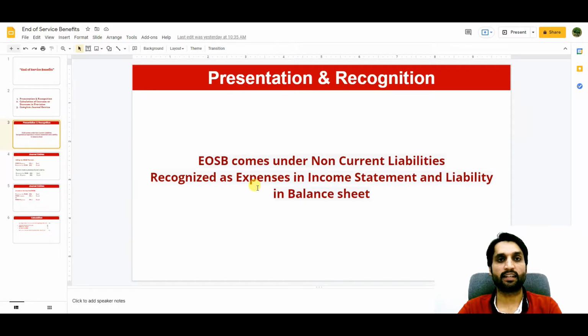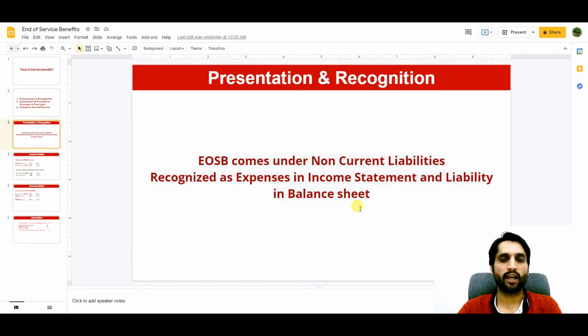Presentation and recognition: end of service benefits come under non-current liabilities. It is our long-term liability which goes along with the business. Whether employees are leaving or joining, additions or deletions will be happening in this account. It is recognized as an expense in our income statement, and a liability, a long-term or non-current liability, in our balance sheet. So this is our presentation and recognition.